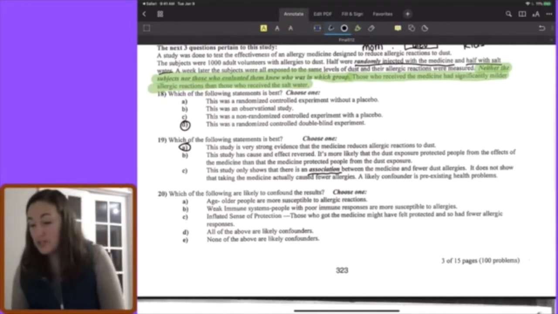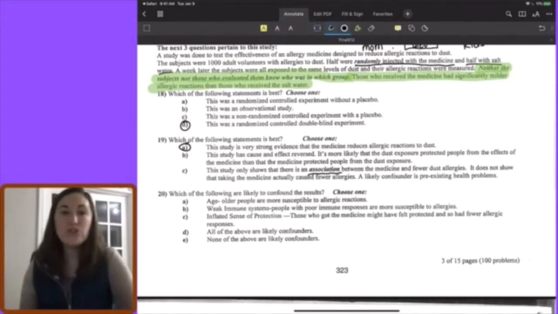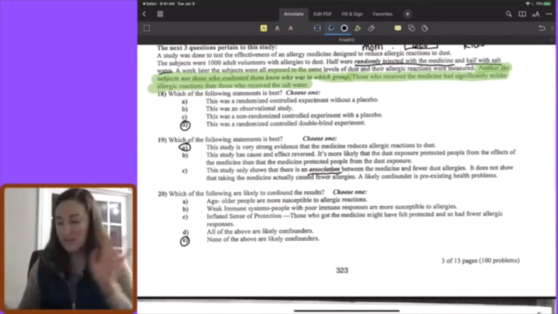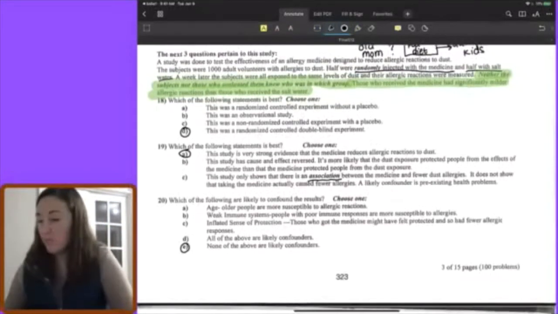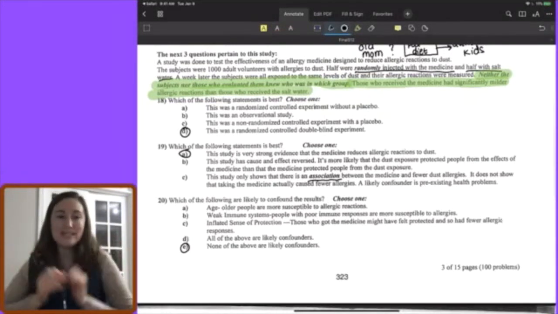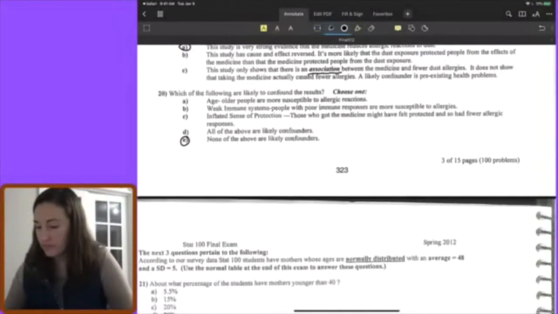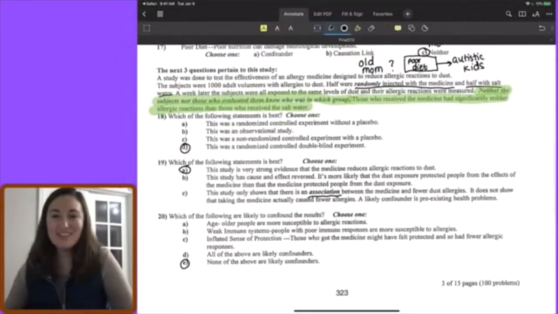And then 20 says, which of the following are likely to confound the results? The nice thing about randomized experiments is that they don't have any confounders. So I'm not even going to bother trying to draw my diagrams or waste my time doing this, because the random assignment should make the groups as alike as possible. There shouldn't be any major confounders with 1,000 people. Okay. Any last questions on experimental design?